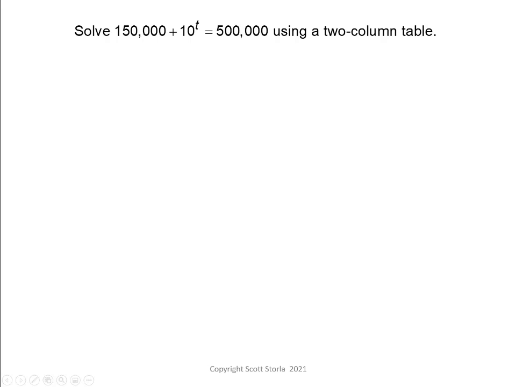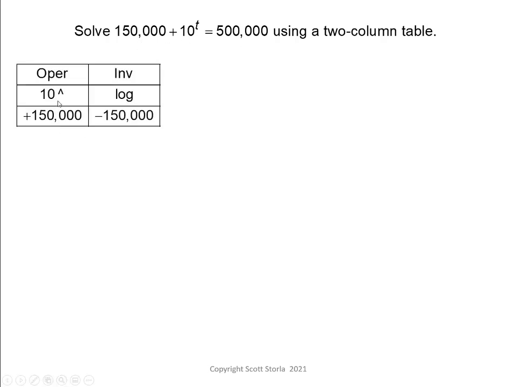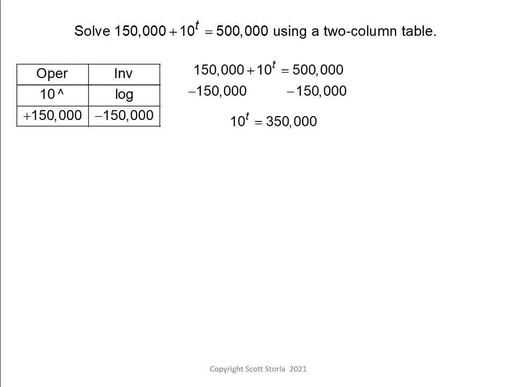Here's one for you. We would do 10 to the t first and add second, so that's going to be the order in our left column. Here are the inverse operators in the right column. I remember to use log because the base of my original is a 10. I start at the bottom of the right column, return to the original, subtract 150,000 from both expressions and simplify. Then I take log base 10 of both expressions and simplify.